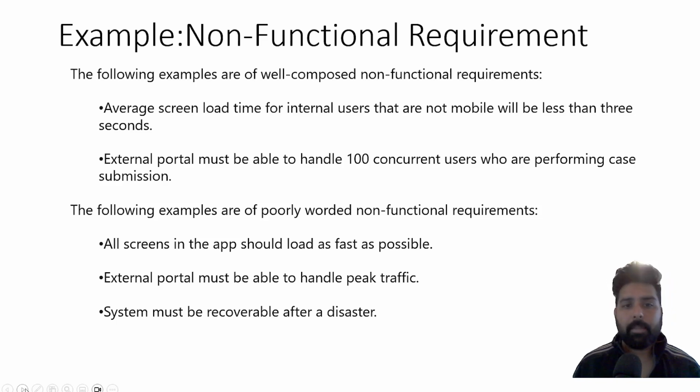But what are the bad examples of this? All screens in the app should load as fast as possible. It doesn't say how fast, right? External portal must be able to handle peak traffic. What is the peak traffic? Is it 100 users, 1000 users, 10,000 users, a million users, right? So you need to be very, very specific when you are framing your requirements and discussing them with your key stakeholders. I hope these 3 different examples of conversation with your users, the functional requirement framing, and the non-functional requirement framing are clear to you, right?